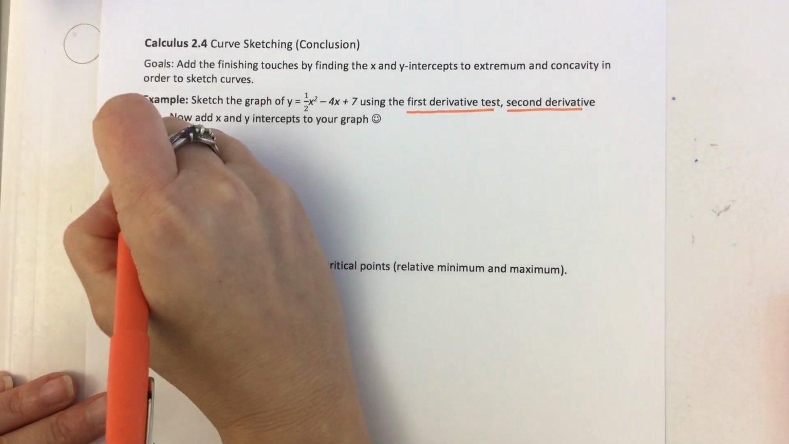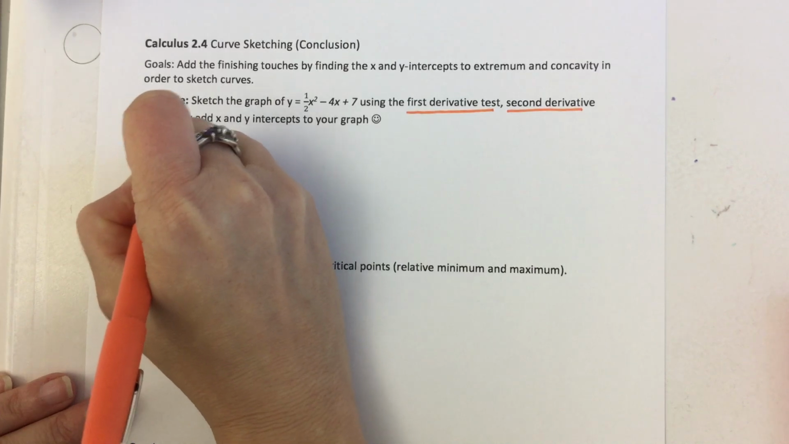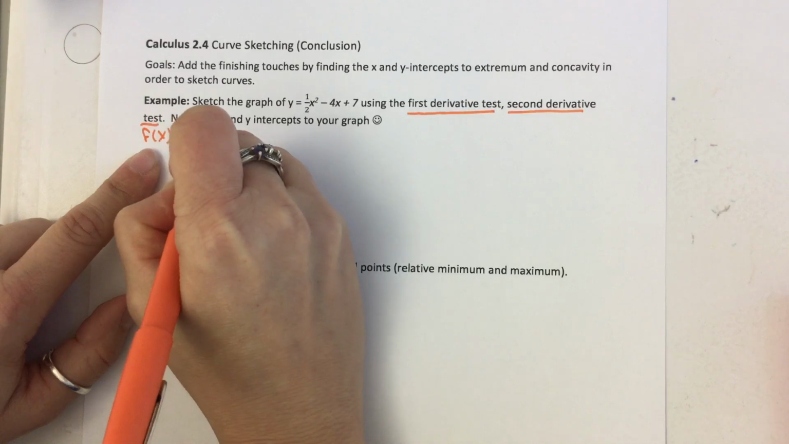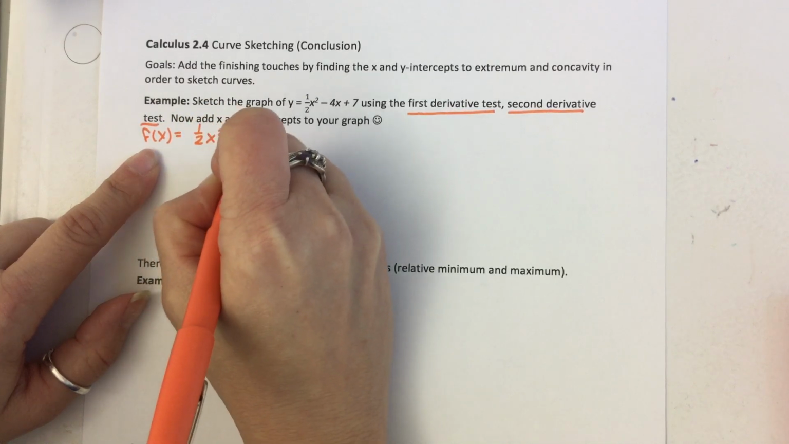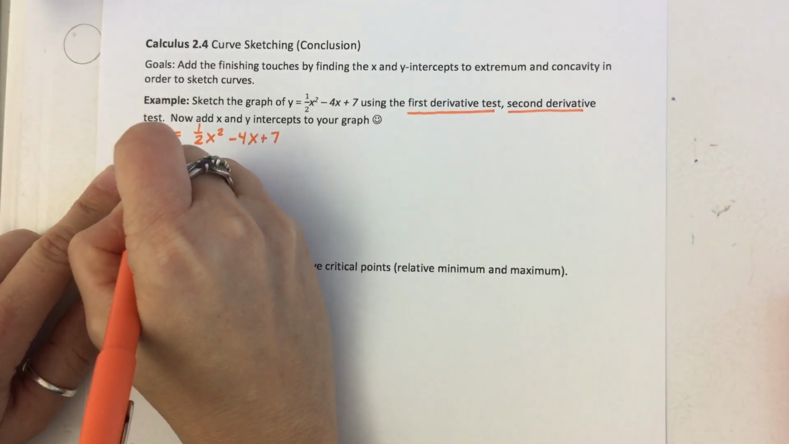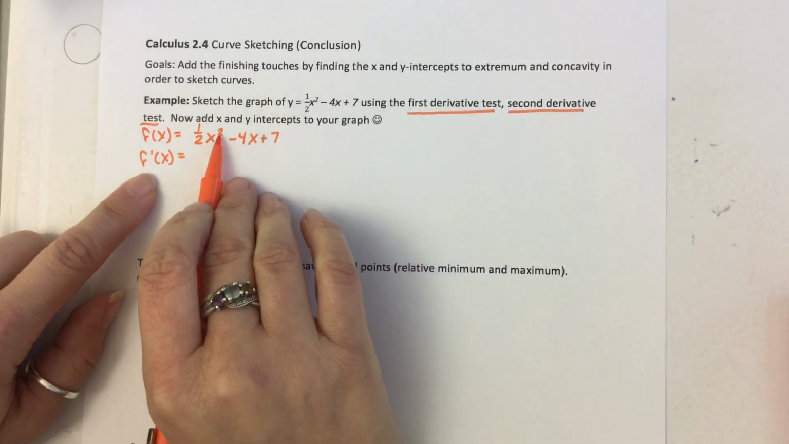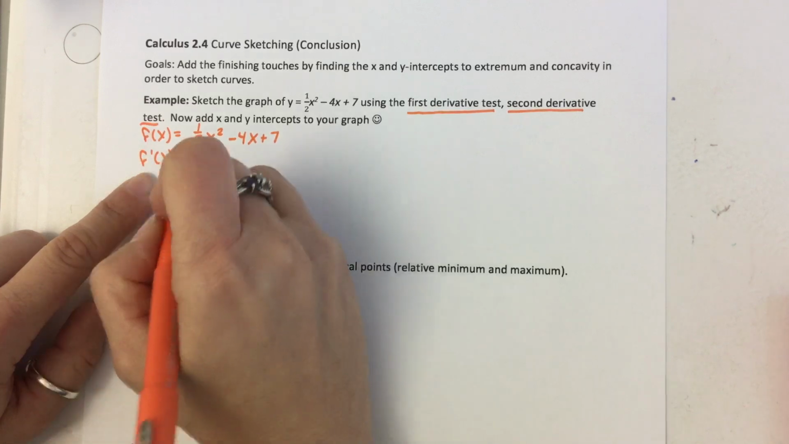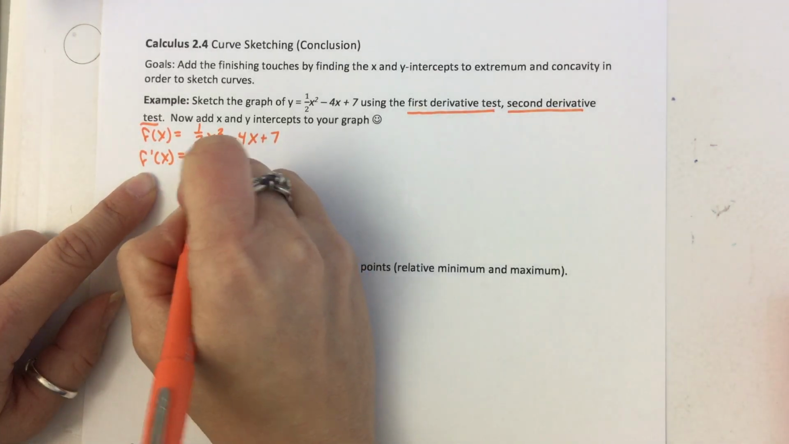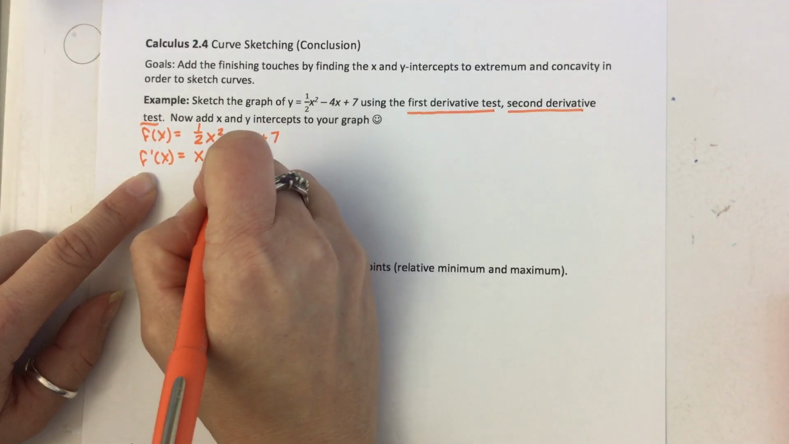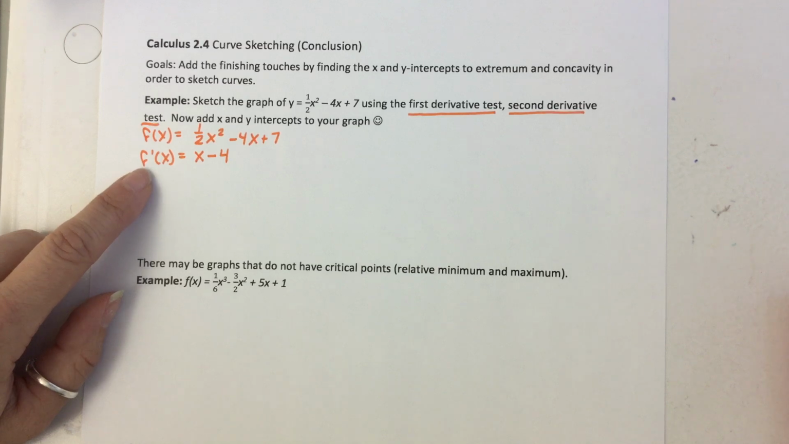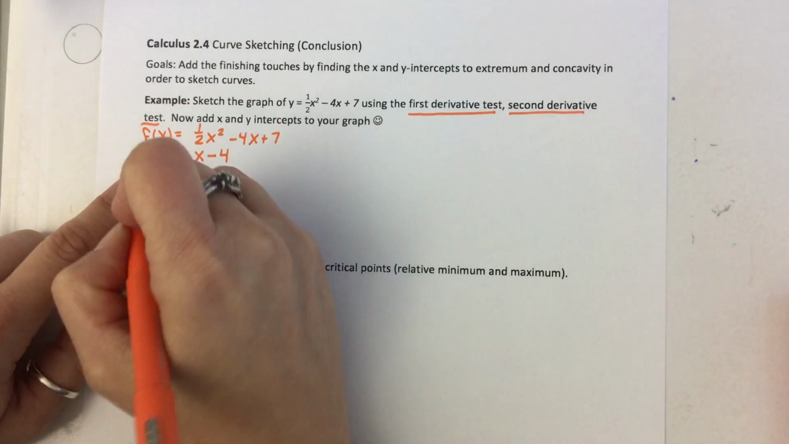So let's go ahead and I'm going to rewrite my function in function notation. So f of x is 1/2 x squared minus 4x plus 7. That's the original. We need the first derivative. 2 times 1/2 is 1. Reduce the amount of x's by 1, so I just have 1x. Minus the derivative of 4x is 4. The derivative of 7 is 0. So my first derivative is x minus 4.